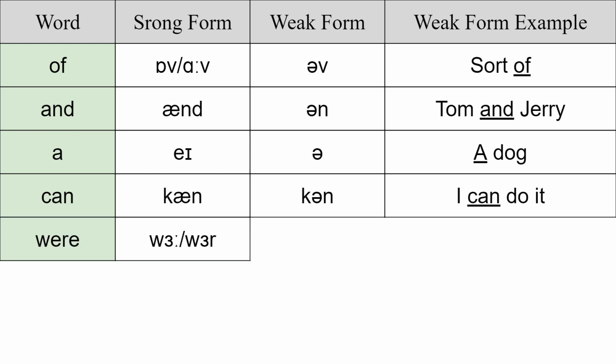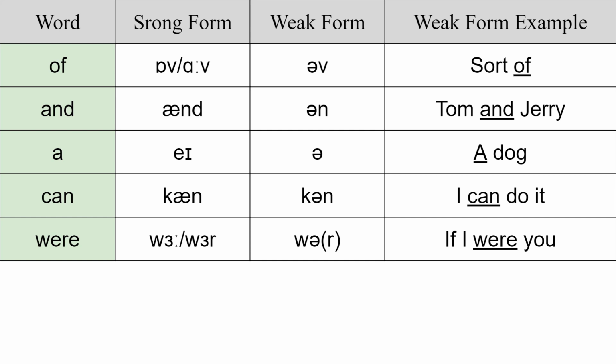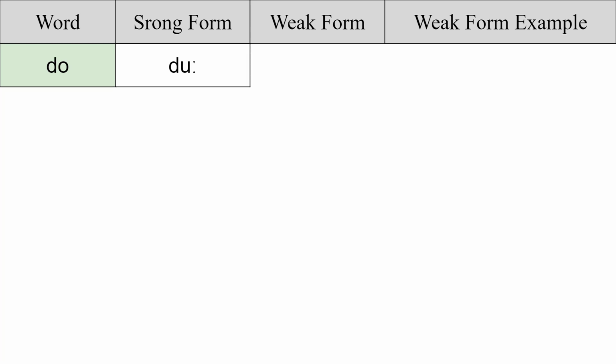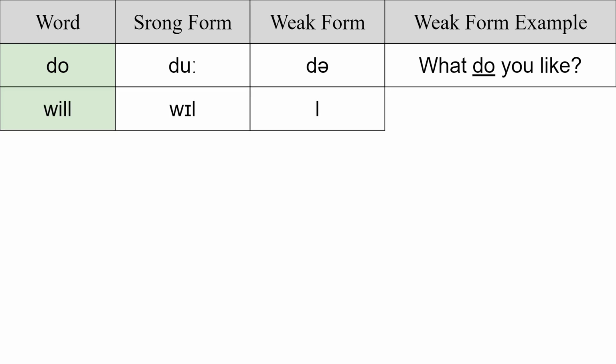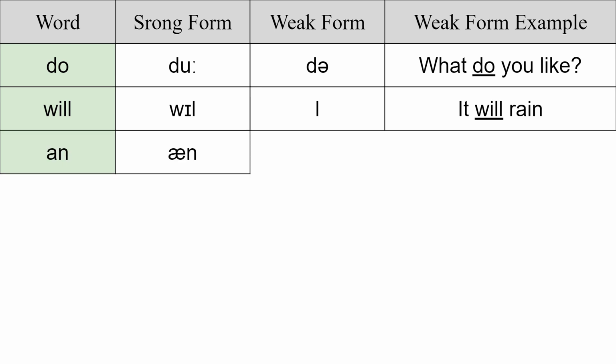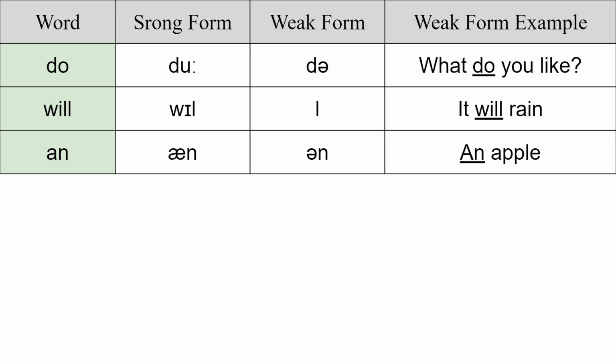Were, weak form, were. For example, if I were you. Do, weak form, the. For example, what they like. Will, weak form, ill. For example, it'll rain. And, weak form, an. For example, an apple.